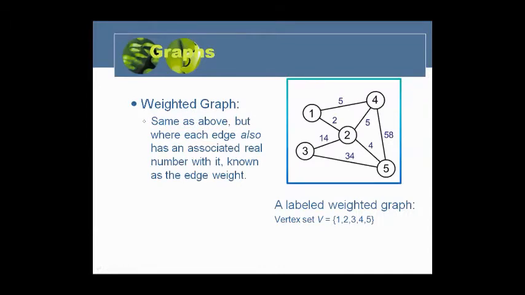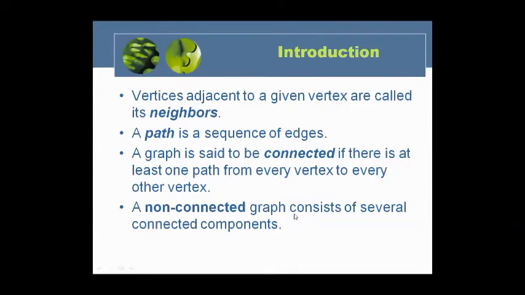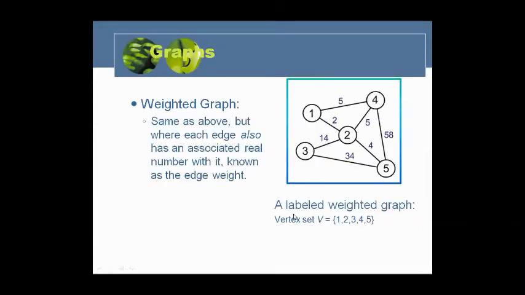The weighted graph. It's the same as above, but each edge also has an associated real number with it, known as the edge weight. So there is a value, that's why we call it edge weight. A labeled weighted graph has vertex set V equal to 1, 2, 3, 4, 5.